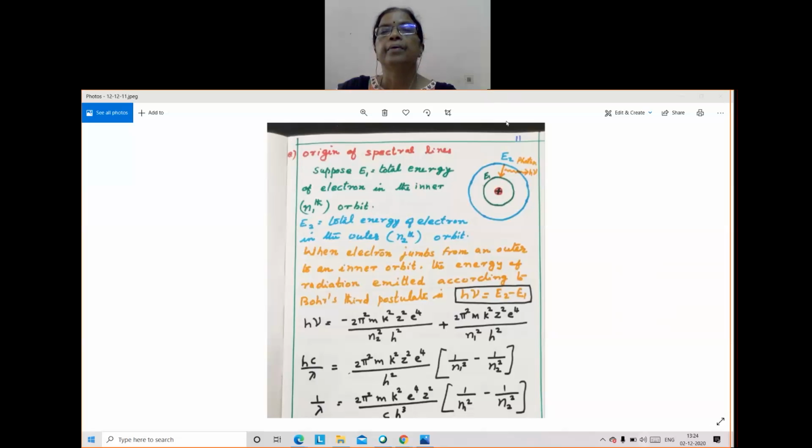Release energy. Very good. They release energy. Okay. And that energy formula, what is the formula for the energy of radiation emitted?